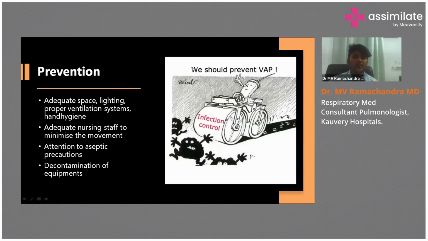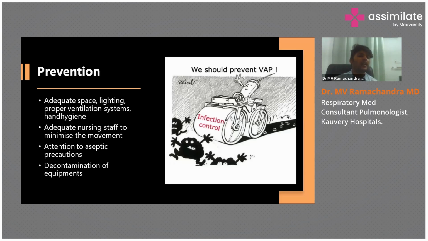So usually the infection control team in the hospital should take care of this. Adequate space, lighting, and proper ventilatory systems should be there in the hospital ICU. Hand hygiene should be maintained. For each patient we attend, the first thing we should do is a hand wash or hand rub, whatever alcohol-based rubs are available, before touching any patient.